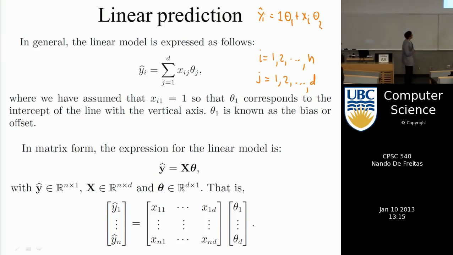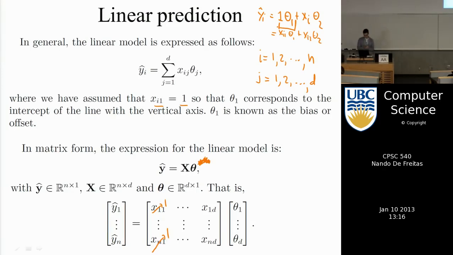OK, so the trick that I'm also using is that I'm going to always let the first input be equal to 1. And that's only so that I can write this as x_i1 theta_1 plus x_i2 theta_2. Instead of writing y is equal to x theta plus some extra term, I can avoid that because my first entry will always be equal to 1. So I'm going to assume that I always have one input that is just 1, and all that is doing is adding this bias. It's just a trick to make the writing less.